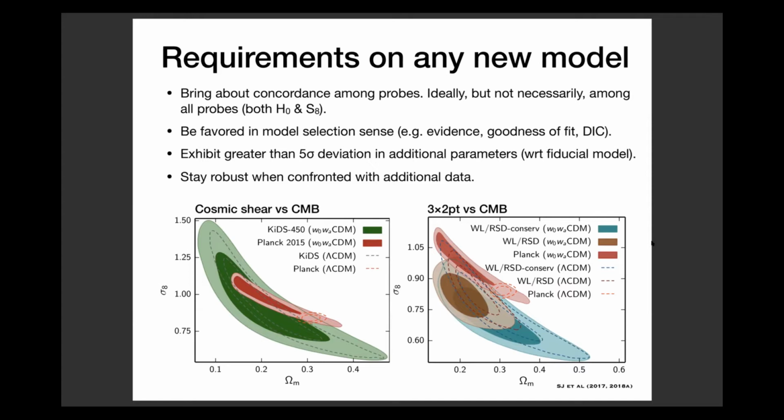And so that's great. But then when we consider the 3x2 point analysis, so adding galaxy lensing and galaxy clustering data in addition to cosmic shear, we were able to measure the matter density much more tightly. And so now in the plot on the right, we find that the Planck contour in red is missing the 3x2 point contours. So this is an example of a model that was good for a subset of your data, but not for all of your data.